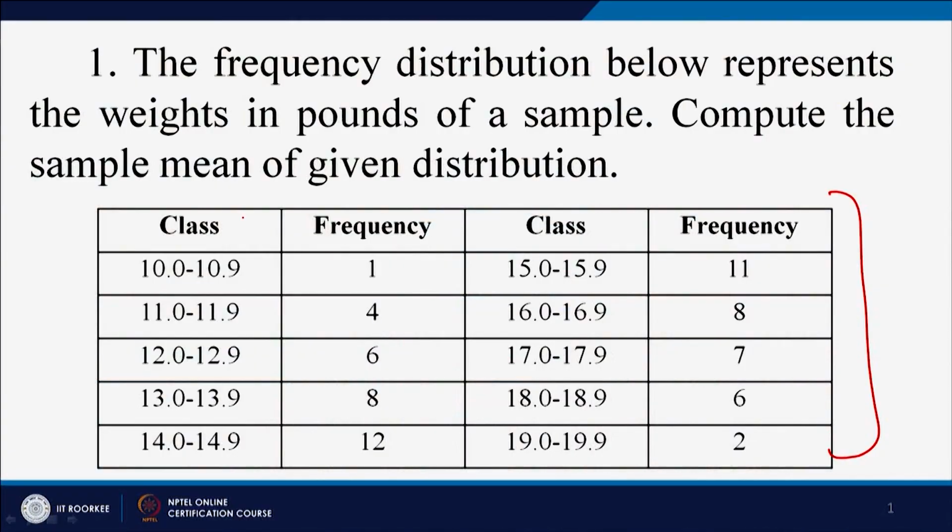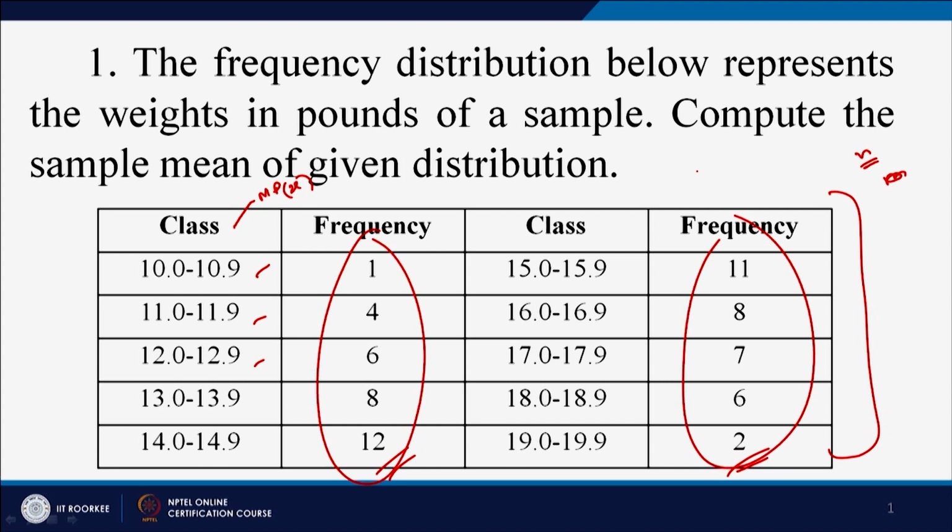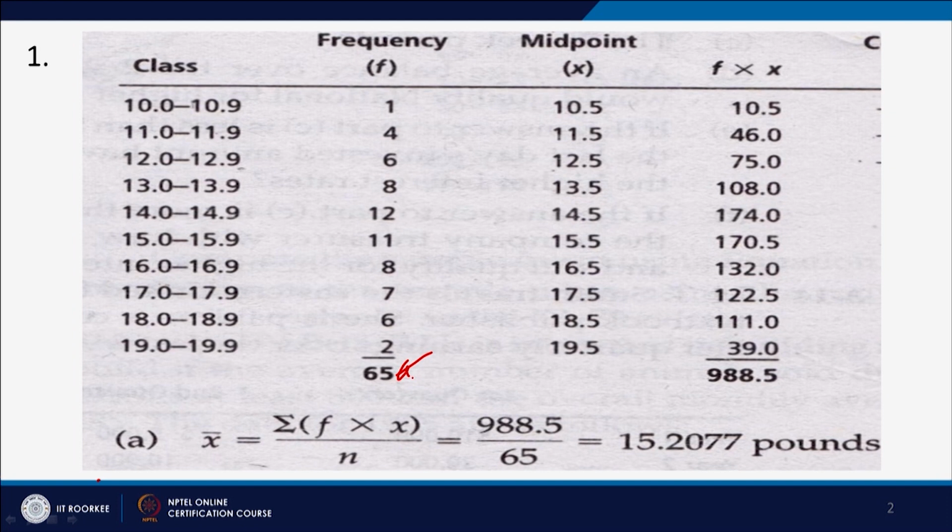What would you be doing first? The first step is what? You would be taking the midpoint of each of these classes, is not it? Let us term that as x. So, multiply x and f, take the summation of x times f and divide it by n. Small n is the sample size. Here, the n would be the sum of all these frequencies, so that sum would be 65.